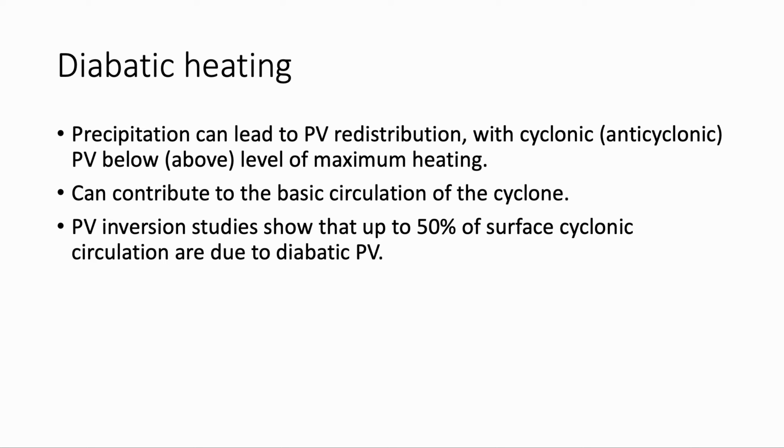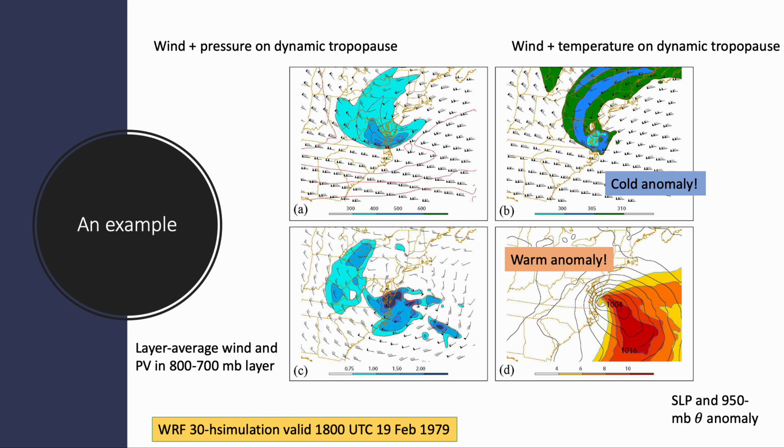And of course, there can also be some kind of PV redistribution, either with precipitation or with latent heat release. We're not going to get super deep into it, but diabatic heating also plays a role. And here, these are various terms that contribute to the PV features of a cyclone.